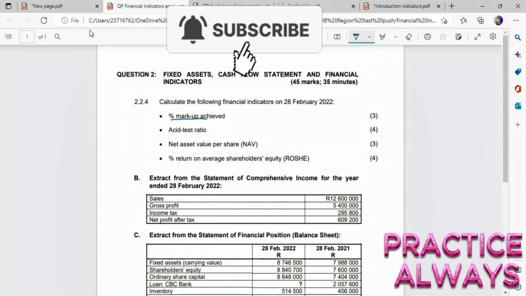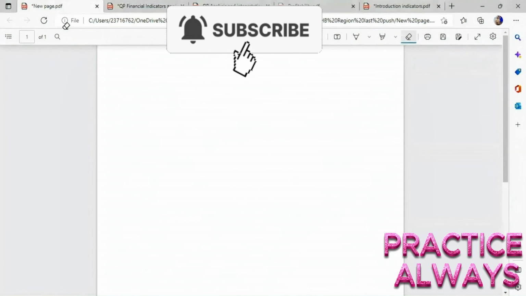They say calculate markup achieved. When you talk about markup achieved, you must know that it is the same as the gross profit on cost of sales. Remember, what did I say about "on"? I said "on" is a division sign. So in short, for that question, number 1, it is your gross profit on cost of sales. We want the gross profit.